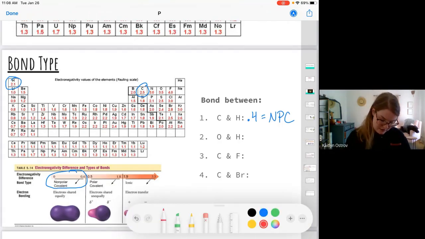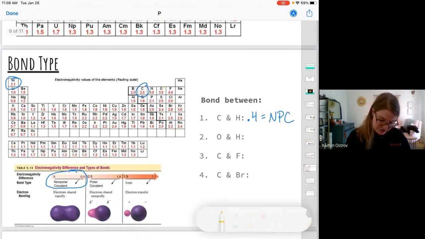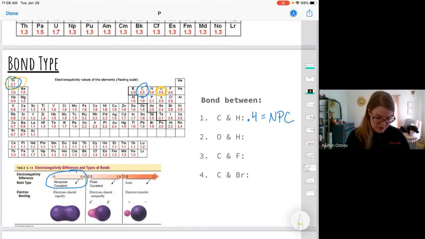Let's try oxygen right here, and we already looked at hydrogen. So hydrogen is 2.1, oxygen is 3.5, so that's an electronegativity difference of 1.4. That's going to fall under the polar covalent because it falls in the 0.5 to 1.8 range. So that is just going to be polar covalent.